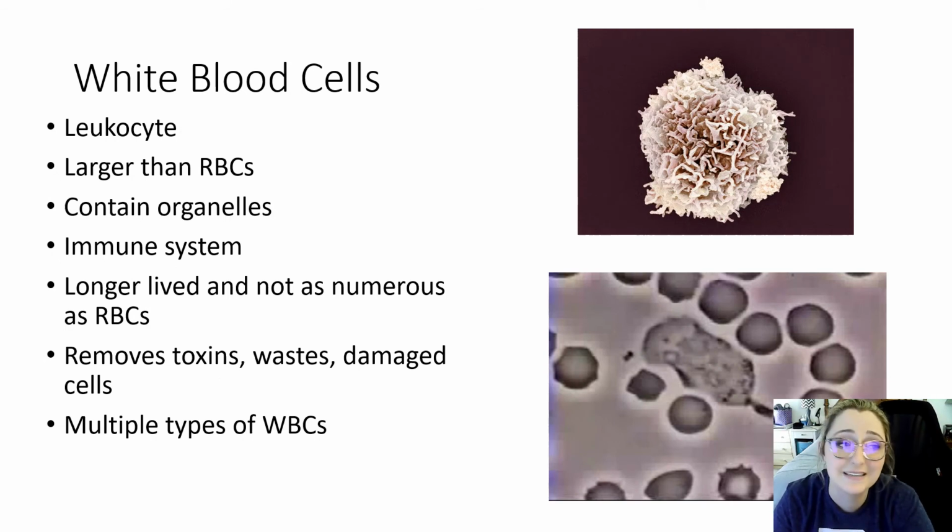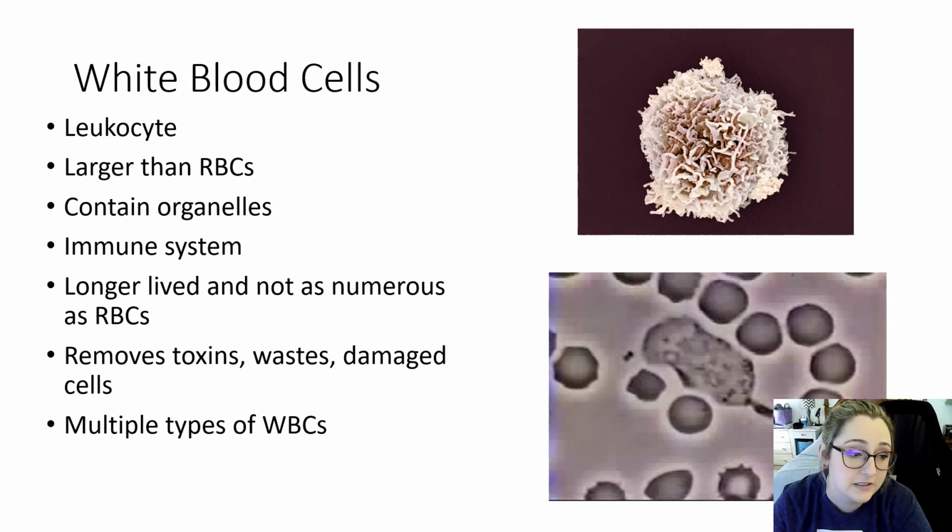Moving on to white blood cells. White blood cells are also known as leukocytes, which just translates into white cell. They are larger than red blood cells, and this is important because they serve a very important purpose of protecting your body from foreign pathogens. They contain organelles, unlike red blood cells, and they're part of the immune system. They are longer lived, but not as numerous as red blood cells, so they will live longer in your body, but there's not as many white blood cells as there are red blood cells.